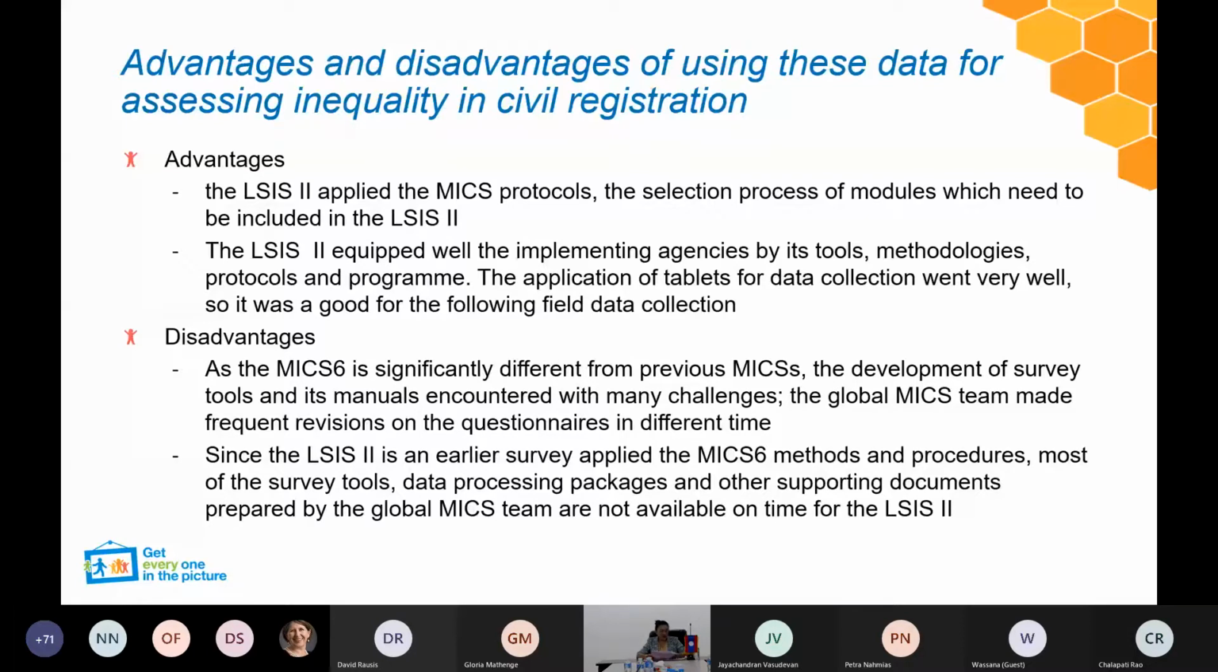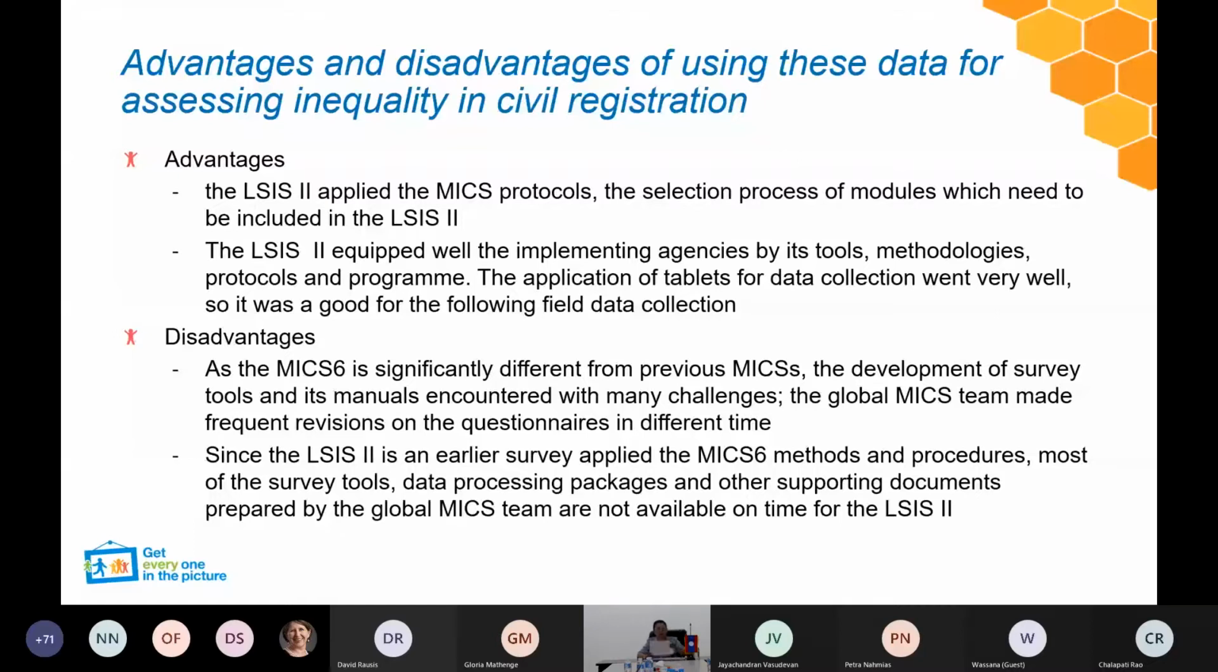As for the disadvantages, MICS6 is significantly different from the previous MICS. The development of the survey tool and its manual was done with many challenges. The global MICS team made frequent revisions on the questionnaire in difficult times. Since LSIS 1 or LSIS 2, our survey was an early survey applying MICS6 methods and procedures. Most of the survey tools, data processing packages, and other supporting documents prepared by the global MICS team were not really available at the time for our survey.